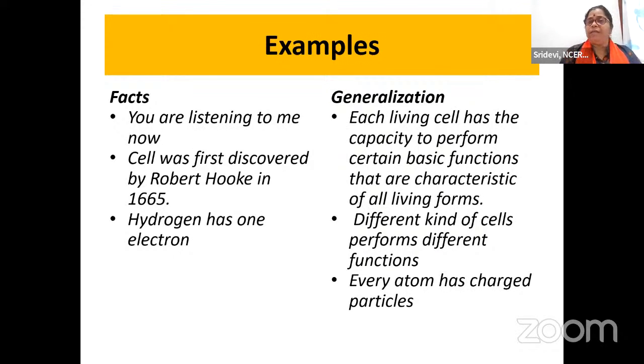Now, generalization. Each living cell has a capacity to perform certain basic functions that are characteristics of all living forms. This generalization is not made out of a single observation. It is made out of multiple observations. Different kinds of cells perform different functions. Every atom has charged particles. These are all generalizations.